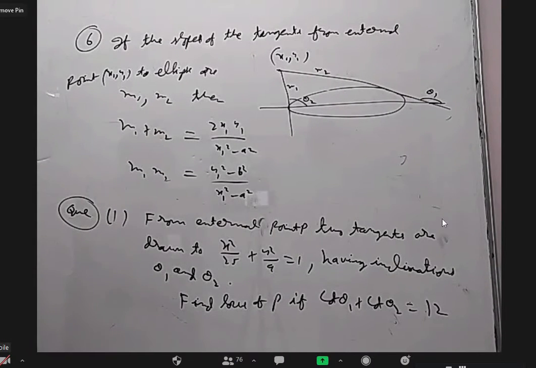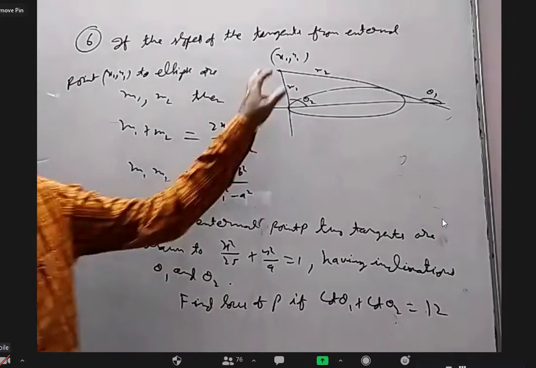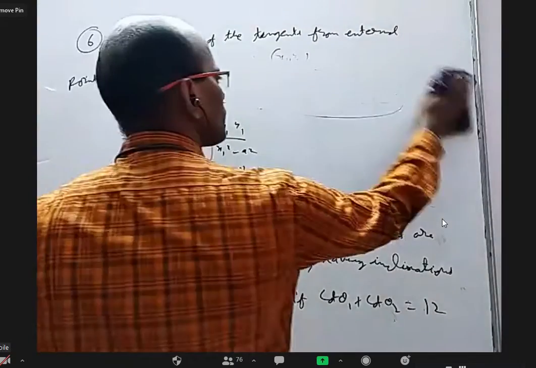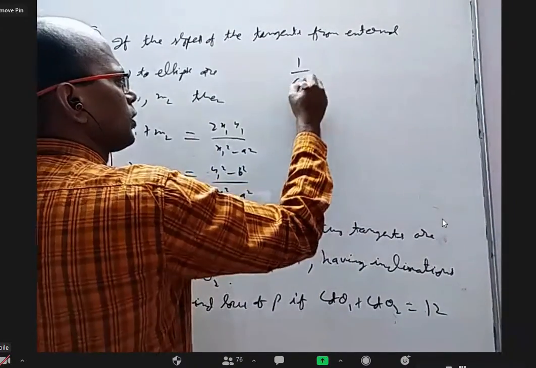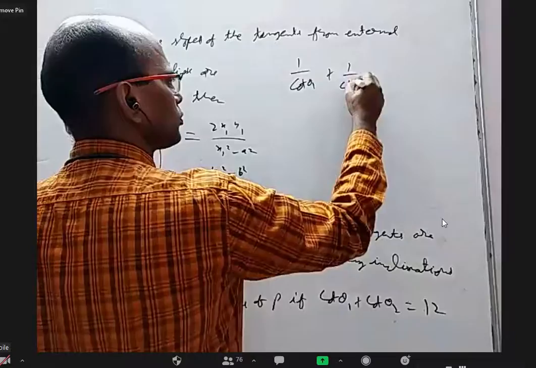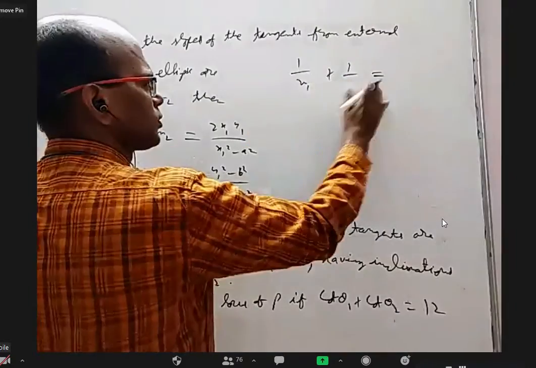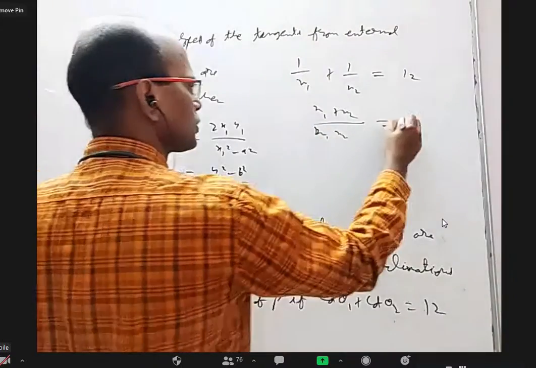Yes. Anyone want to tell the answer? What is cot theta 1 mean? 1 by m1. Yeah, this is the reciprocal slope of this, and this is the reciprocal slope of this one. Okay, so 1 by m1 plus 1 by m2 is equal to 12. If I take LCM, I will get m1 plus m2 by m1 m2 is equal to 12.